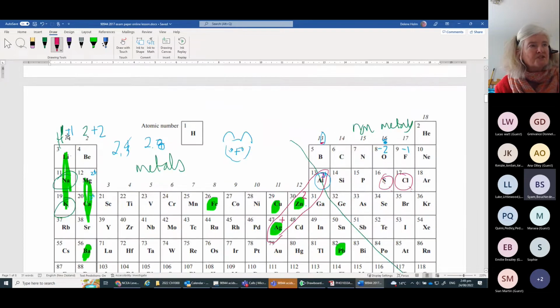Use these numbers. So group 1 has got one valence electron, group 2 has got 2. And then the ones on this side, you just simply go by the last number. So group 13 has got 3, group 14 has got 4, group 15 has got 5, group 16 has got 6, group 17 has got 7, group 18 has got 8.